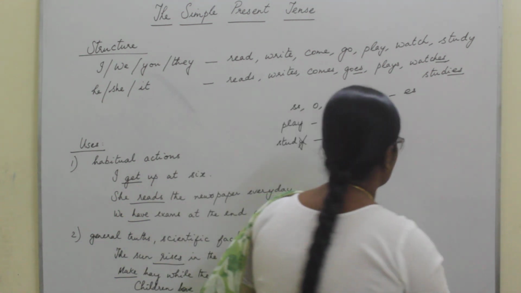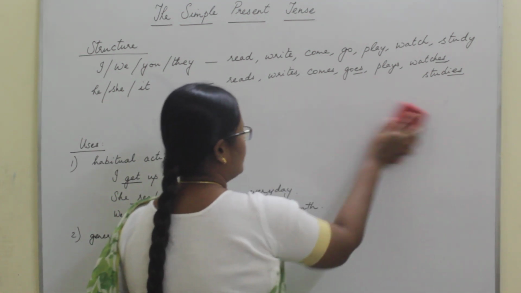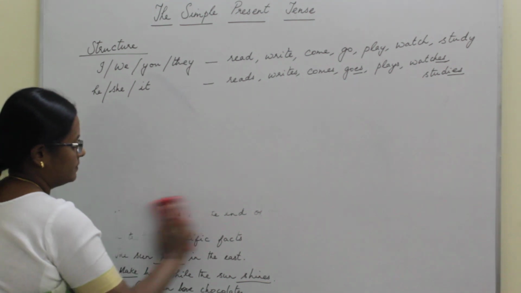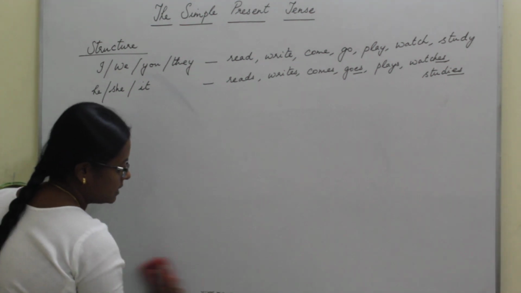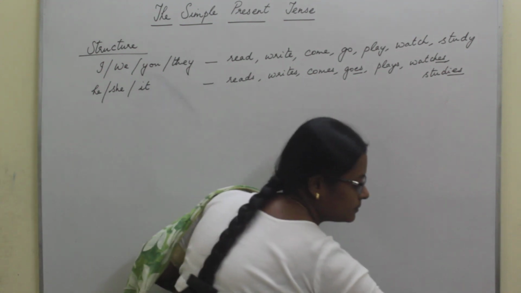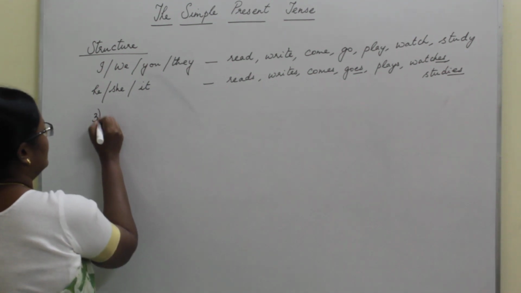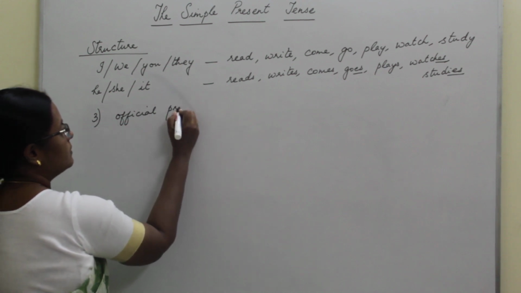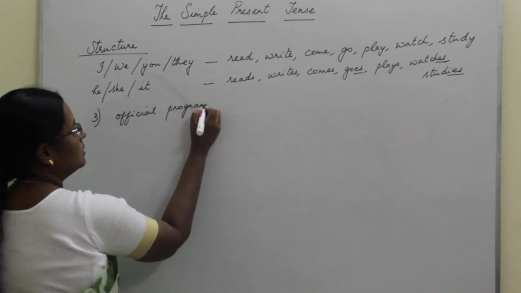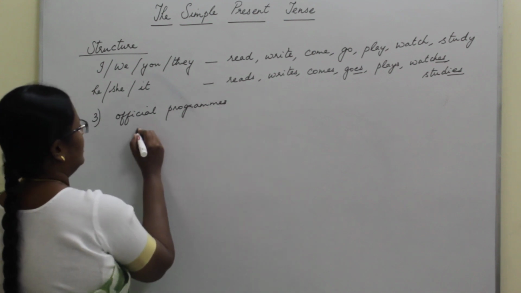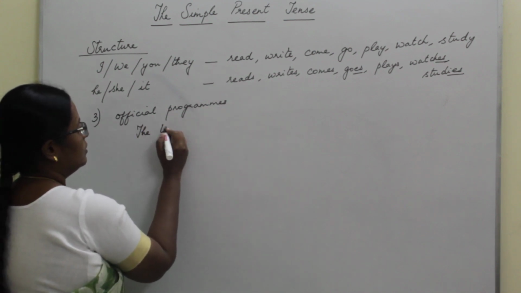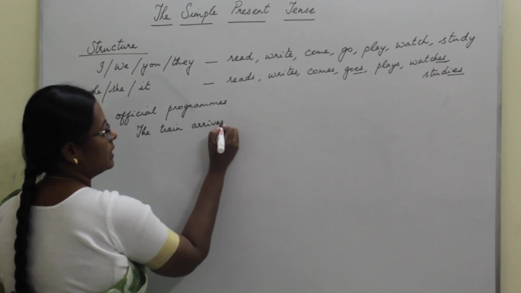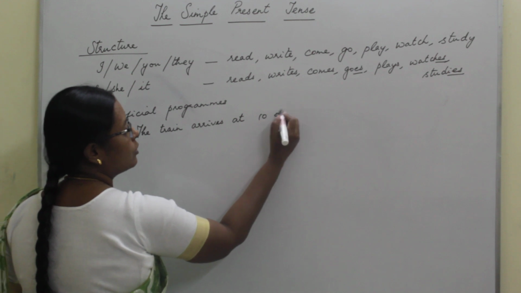The third use is official programs or fixed timetables in future. So the simple present tense talks about the future. It's official programs or fixed timetables in future. Like the arrival or departure of a train or a flight. The train arrives at 10 o'clock.